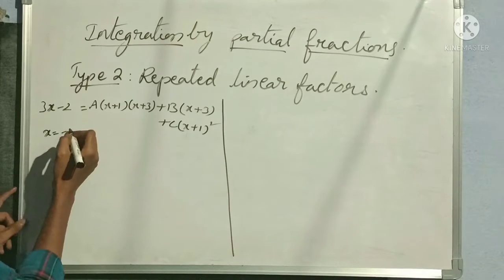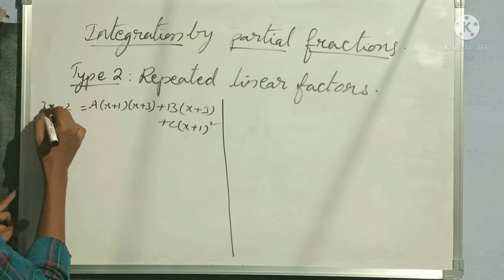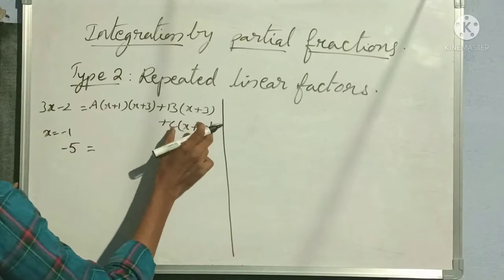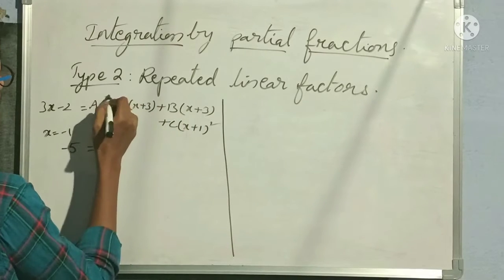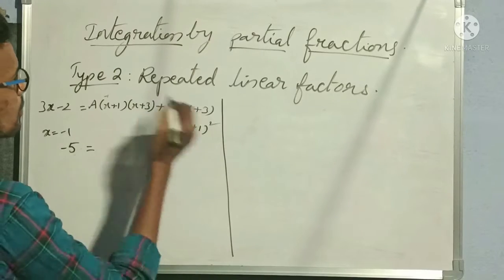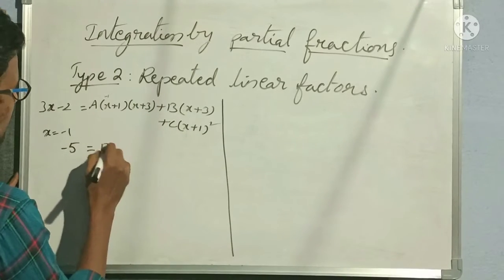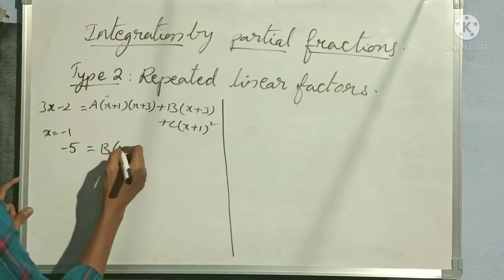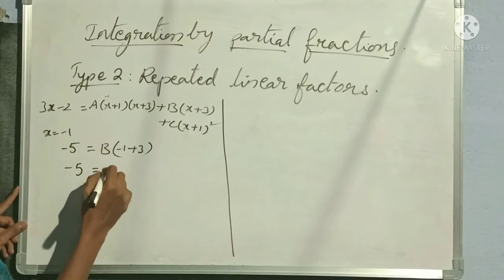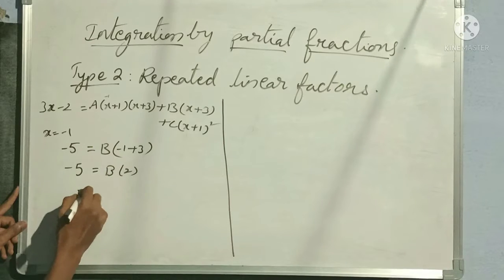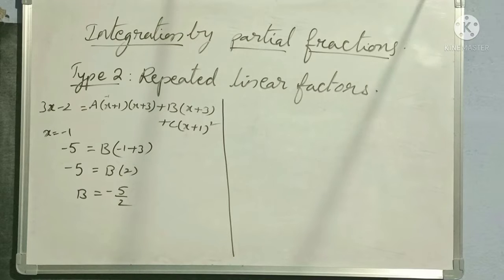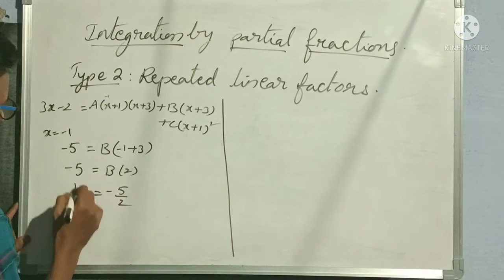If I take x is equal to minus 1 here, 3 into minus 1 is minus 3, minus 2 becomes minus 5, right? Minus 5 is equal to, so this term and this term, because minus 1 plus 1 is 0, 0 into a is 0, here also 0 into c is 0. So only the b term will be left, b into (minus 1 plus 3). So minus 5 is equal to b into 2. So b is equal to minus 5 by 2. So this is my value of b.